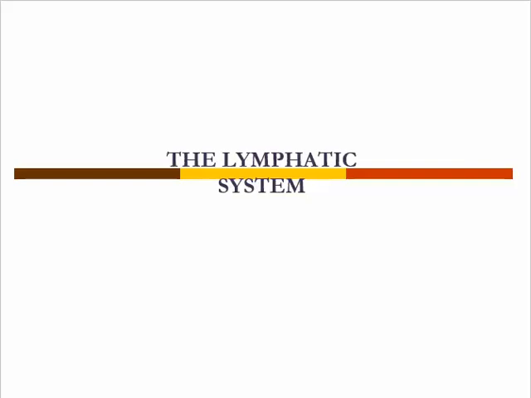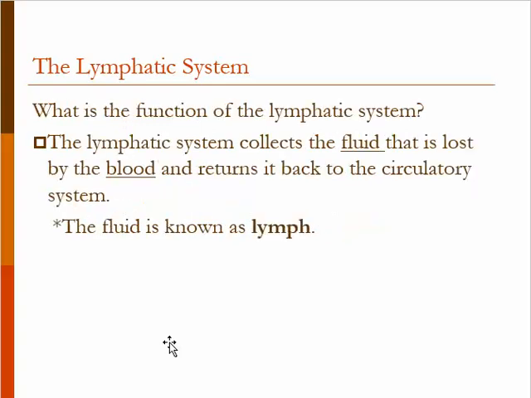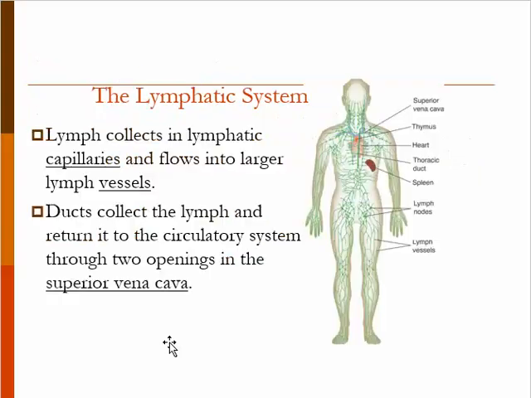Okay, let's look at the lymphatic system. With the lymphatic system, as your blood circulates, there's fluid that leaks into your tissues. And it's kind of good that they leak into there, because that moves nutrients and salts from your blood into your tissues. Now this lymphatic system collects that fluid that's lost by the blood and returns it back to the circulatory system by way of the superior vena cava of your heart. Now this fluid is known as lymph.